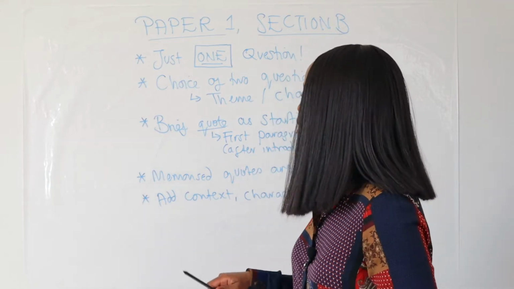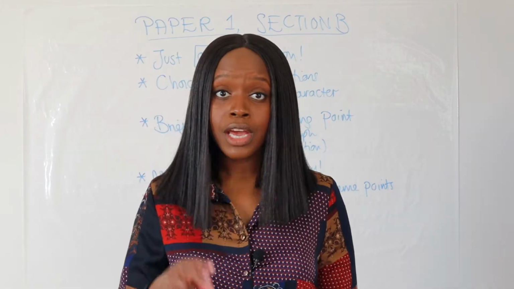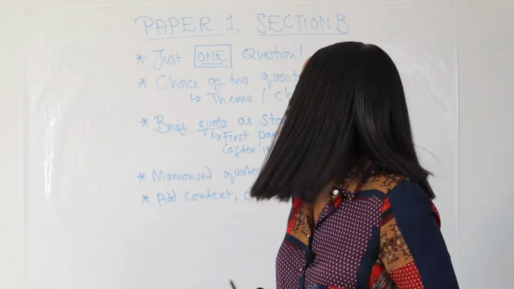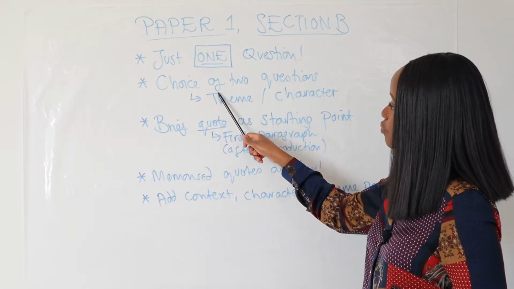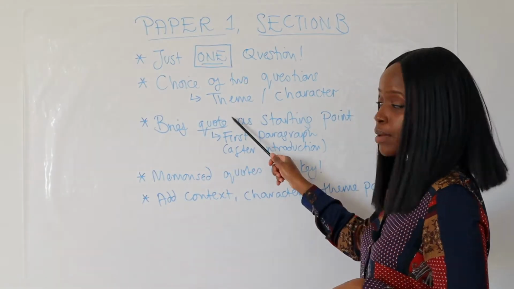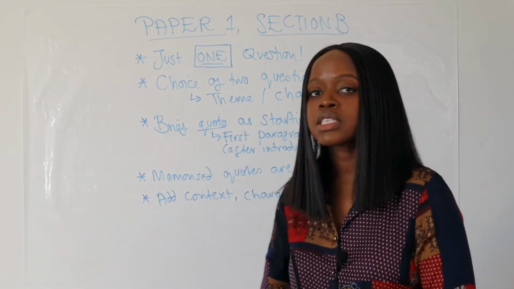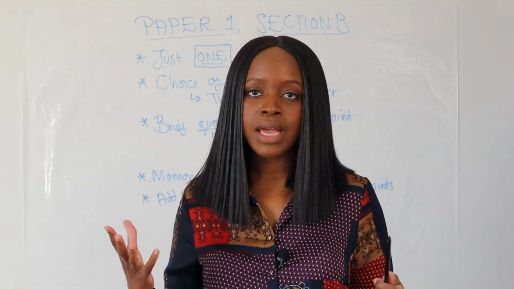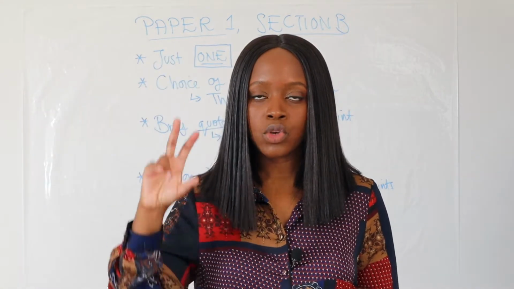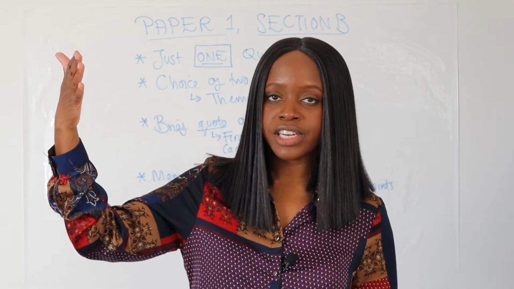Okay, now the first thing to bear in mind is that you only get one question you have to answer. You get a choice, so they give you 2 questions, but you only have to pick one. The choice of 2 questions usually tends to be either a theme related question, so that's one of the questions, or a character related question. That's not to say that you won't necessarily get an exam paper where it's both themes or both characters, but usually you have a choice between one question related to a theme and another related to character, and you have to choose.